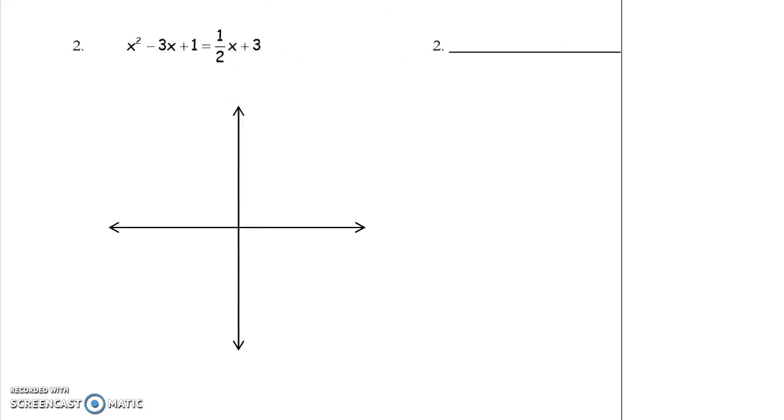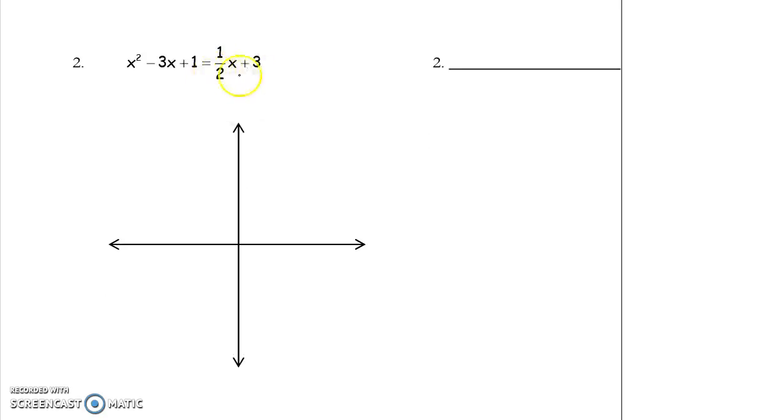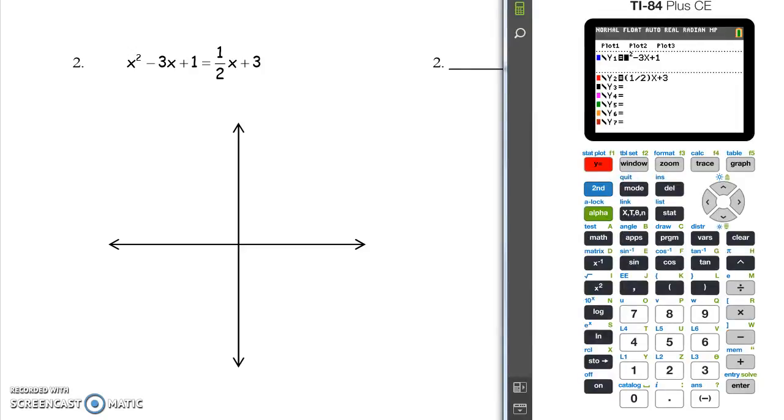For the second example, it's a little bit different because it's not equal to 0, but we're going to wind up with the same thing. Go ahead, press pause, type these into your calculator, and try to sketch a graph. So our equations should look like this. We have y1, make sure it looks this way, y2, make sure you have parentheses around your fraction. And when we hit graph, it's a little different.